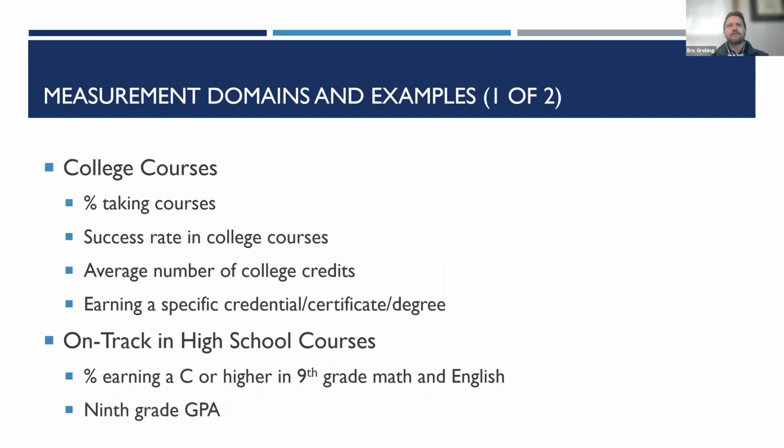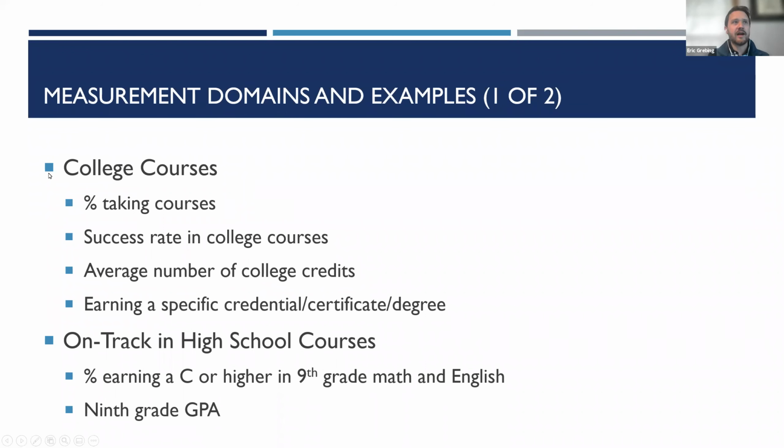Now, I wanted to share with you a few measurement domains, and we use a framework from the What Works Clearinghouse to design a lot of our evaluations. And they define certain domains that have specific measures aligned to different types of programs. And dual enrollment is one of those types of programs that are assessed by those What Works Clearinghouse design standards.